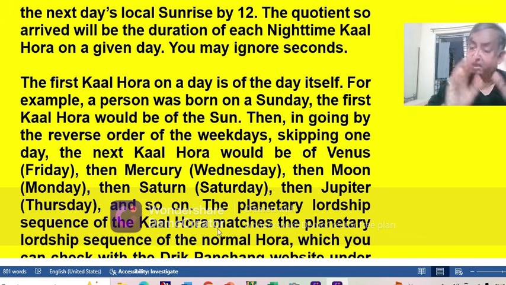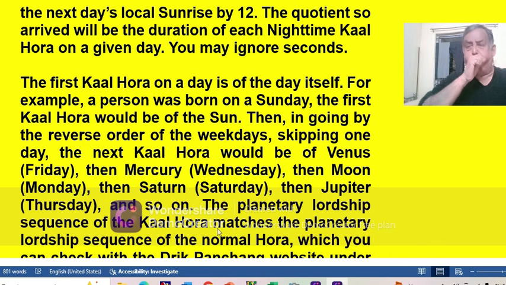Then go by the reverse order of weekdays, not Sunday, Monday, Tuesday, Wednesday, but reverse order: Sunday, Saturday, like this way. Then, going by the reverse order of the weekdays, you have to skip one day. You will go reverse and then skip one day. I will tell you how. The next Kaal Hora would be of Venus, Friday. Why? After Sunday, if you go reverse, you will first find Saturday.